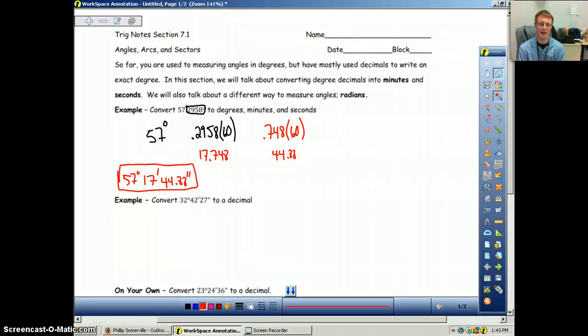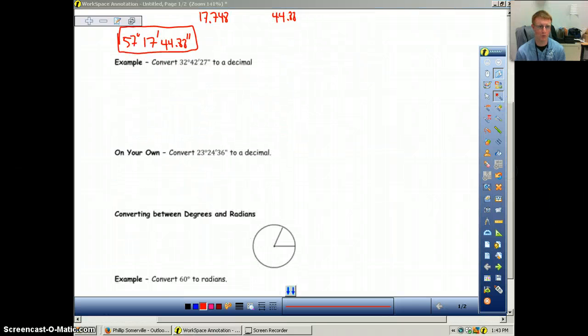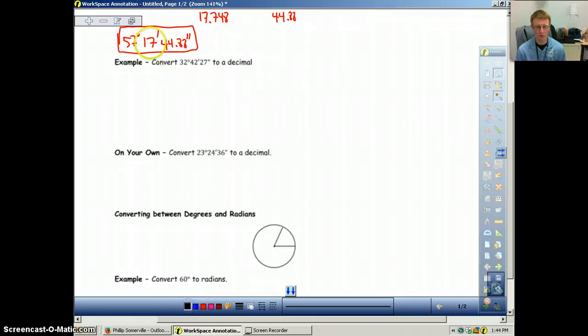All we're doing is finding a fraction or a portion of each 60. So what about when we want to go in reverse? What happens when we want to go from a degree that's in minutes and seconds into a decimal? This is a little bit different, but pretty much the same. So what we're going to do is, we know, again, we're for sure going to have 32 degrees. And then we're going to add 42 minutes out of 60 minutes in a degree. So it's going to be 42 divided by 60. That will give us the first portion of the decimal.